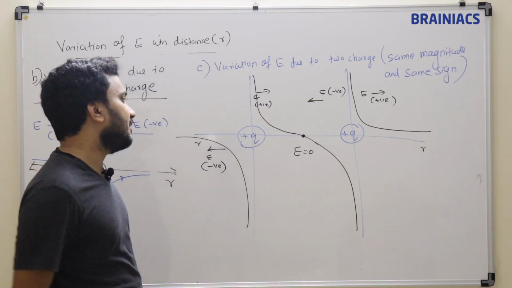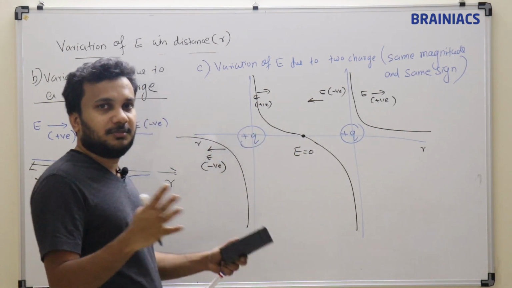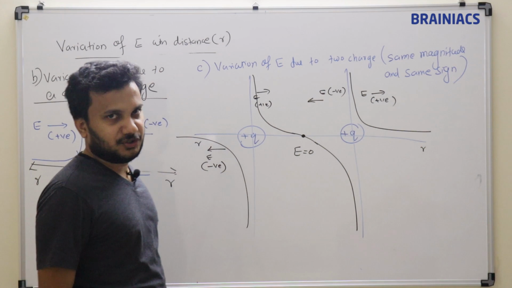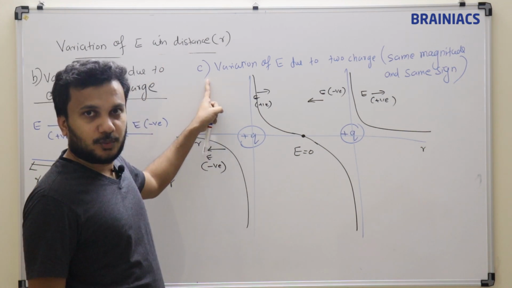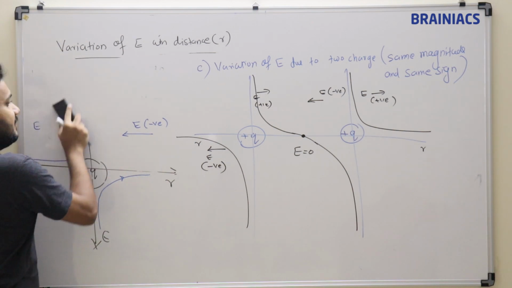The same thing applies if you take plus 2q and plus 3q, any magnitude, as long as both have the same magnitude and same sign conventions. So the C part is over. We'll move to the next one, D, the section D.